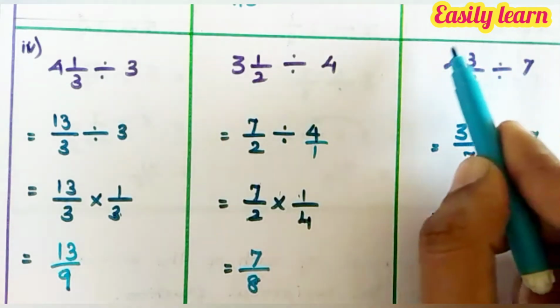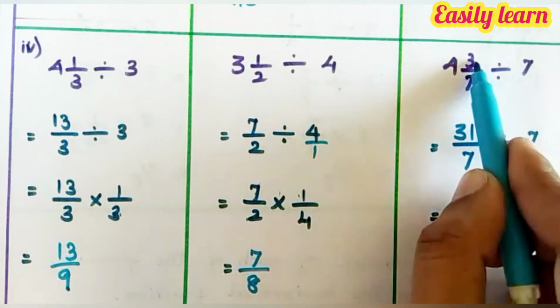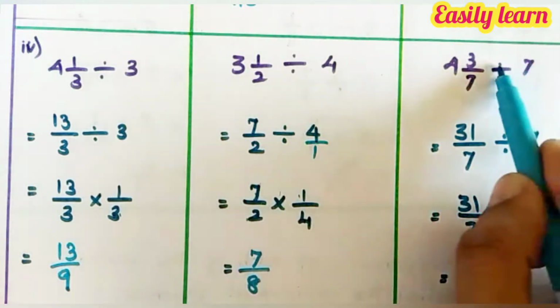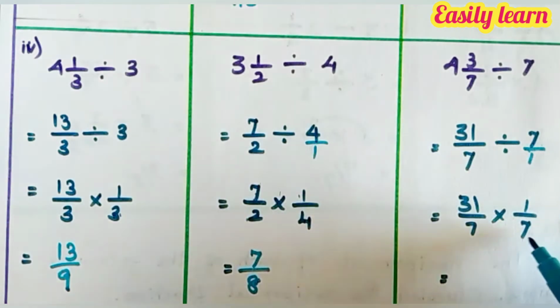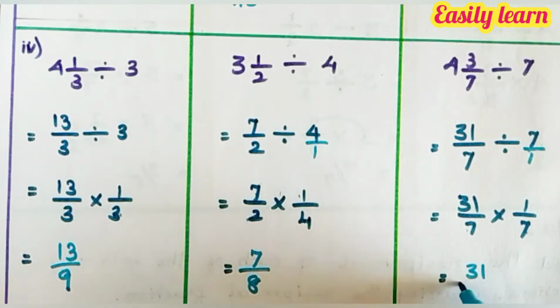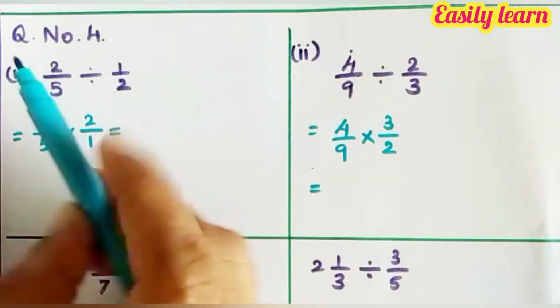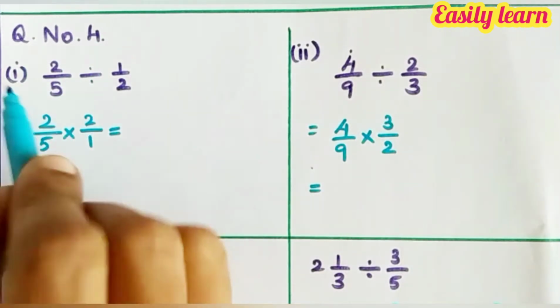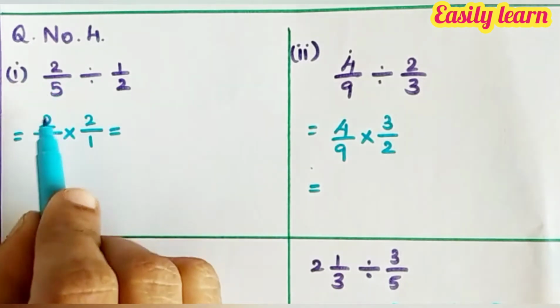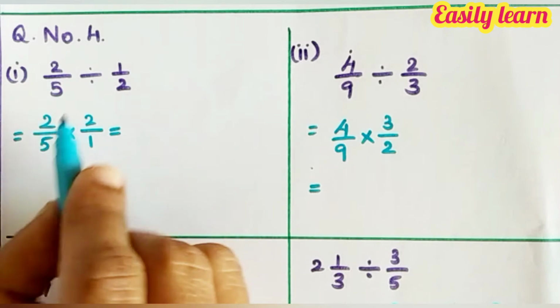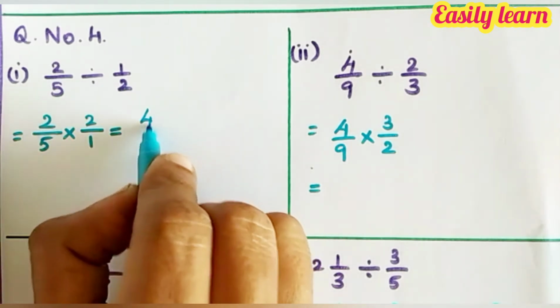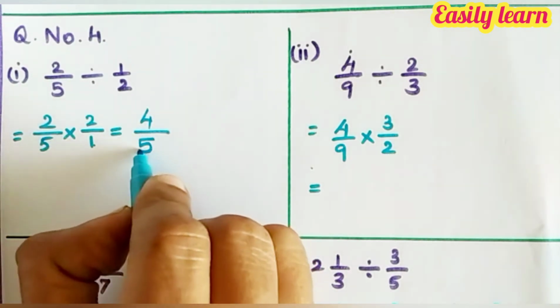So when you convert this into improper you will get 28 plus 3, 31 by 7 divided by 7. So now we will find the reciprocal of 7, 1 by 7. So 31 by 7 into 1 by 7, 31 by 49 is a proper fraction. Question number 4 also the same thing but two fractions are given. So 2 by 5 into reciprocal is 2 by 1. So we cannot cancel anything. So we will multiply and write 4 by 5.